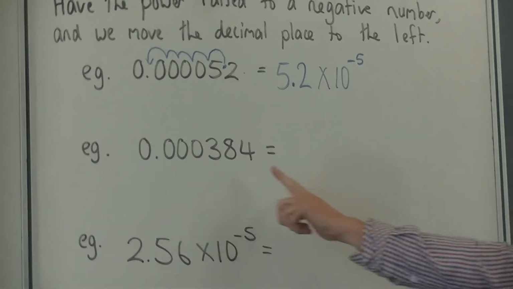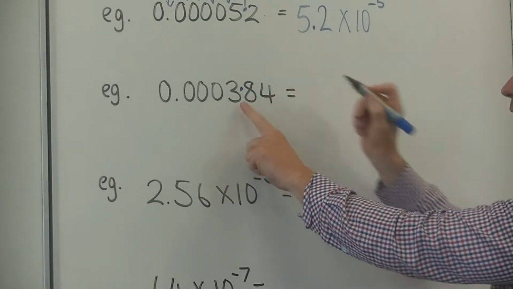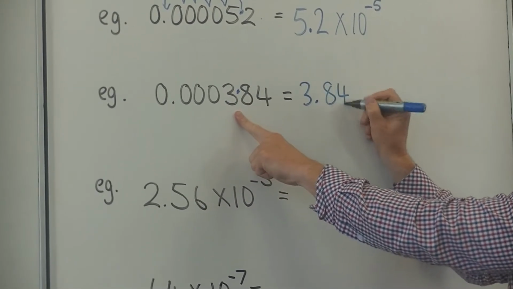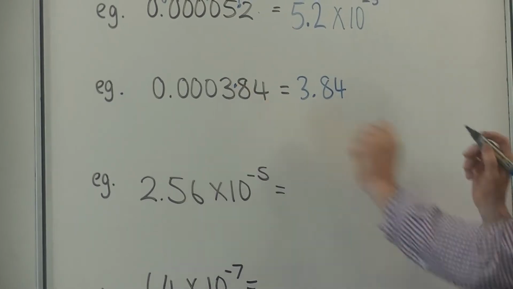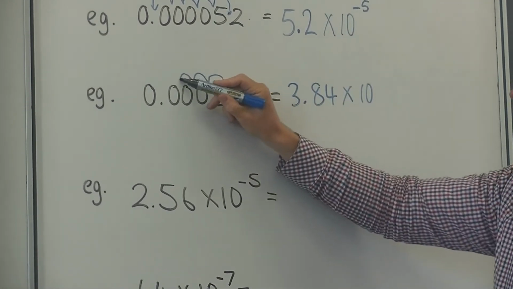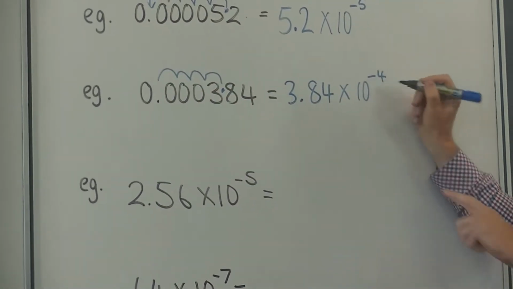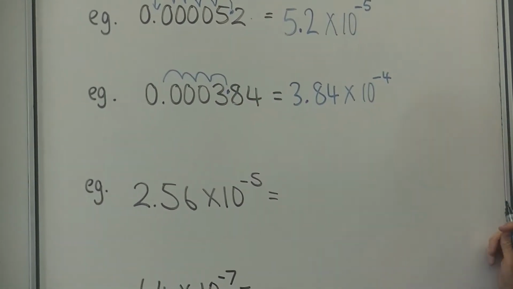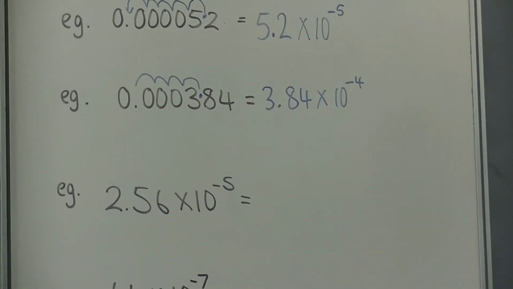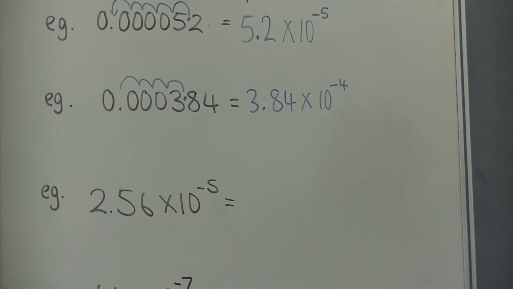For the next example, the decimal point generally goes in after 1 digit, so it becomes 3.84. See, the decimal point goes there. Times 10 to the power of, we count 1, 2, 3, 4, and it's going back smaller, so it's to the power of negative 4. Just remember there's a negative there. Excellent. Hopefully you're okay so far.